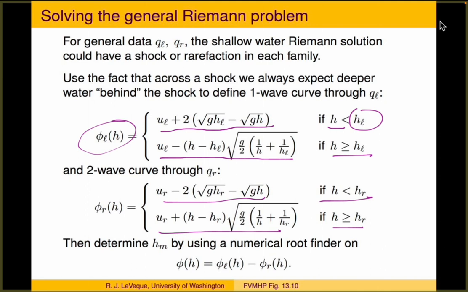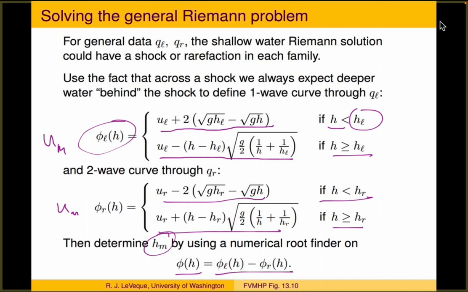And then what we want to do, this gives us all possible states that could be, and we want them to be equal at the intersection point. So we can subtract phi L of h minus phi R of h to define some function phi of h, and then use a root finder to find the zero of phi of h. That allows us to determine the intermediate state hm that solves the Riemann problem with the correct shock or rarefaction in each family.